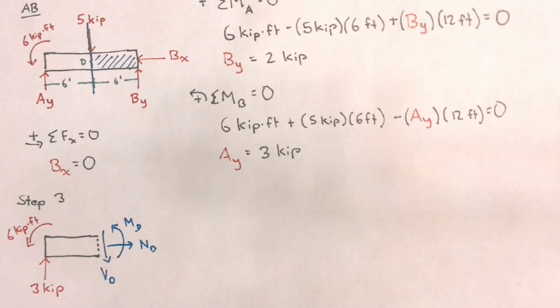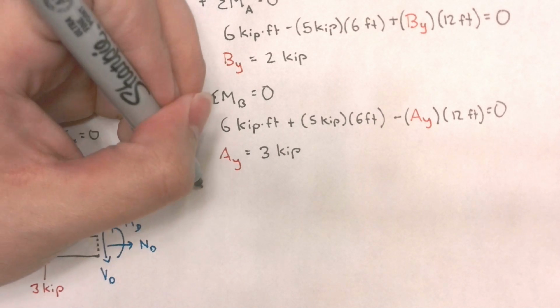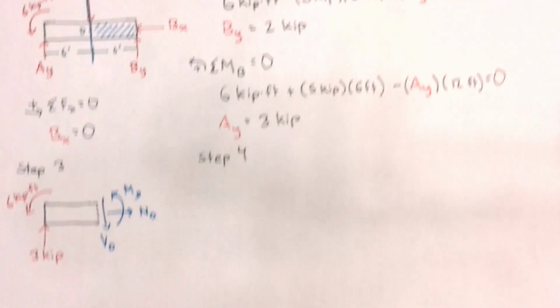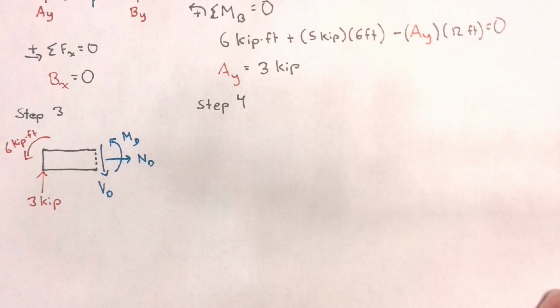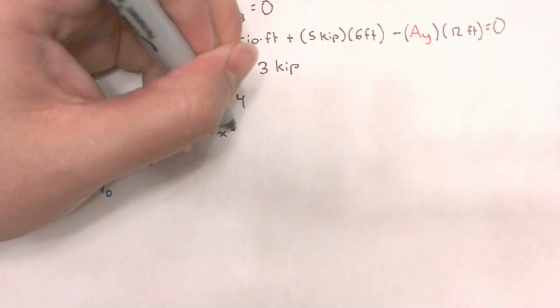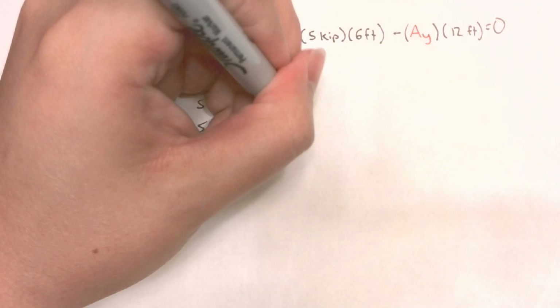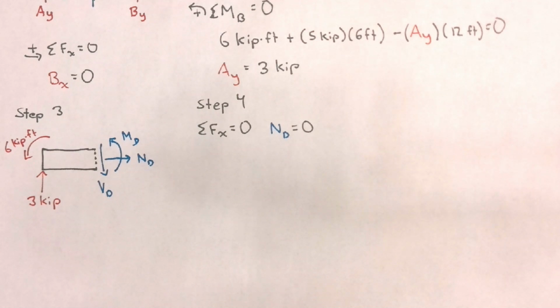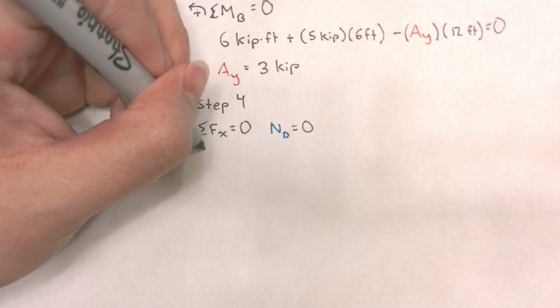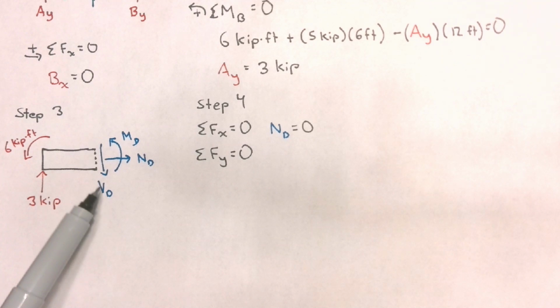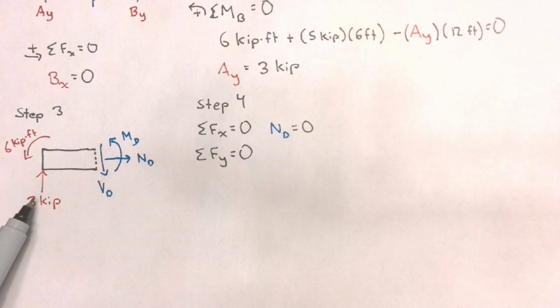We can find all of our internal forces now by applying the equations of equilibrium. So applying the equations of equilibrium to this section, section AD, will yield the following. Taking the sum of forces in the x direction, we can find that the unknown normal force at point D is equal to 0. Taking the sum of forces in the y direction, we will find that the unknown shear force will have the same magnitude as the 3 kips reaction from the roller.